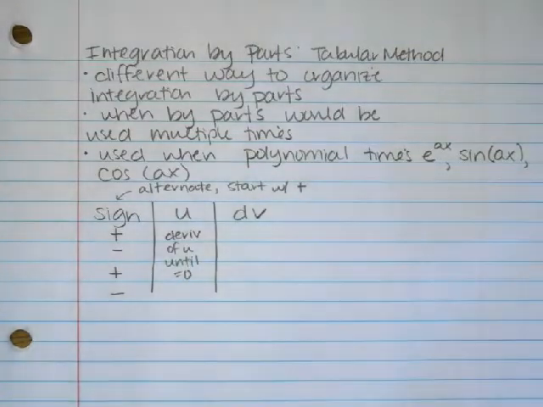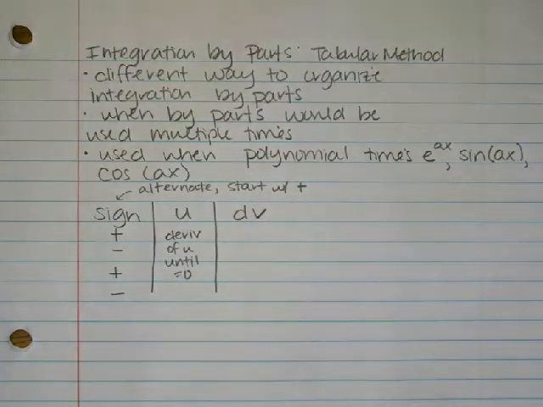So think about if we were taking the derivative of x squared, our original function would say x squared. Our first derivative would say 2x. Our second derivative would be 2. Our third derivative would be 0. We're done. Does that make sense? So you just keep doing your derivatives until you're finished.